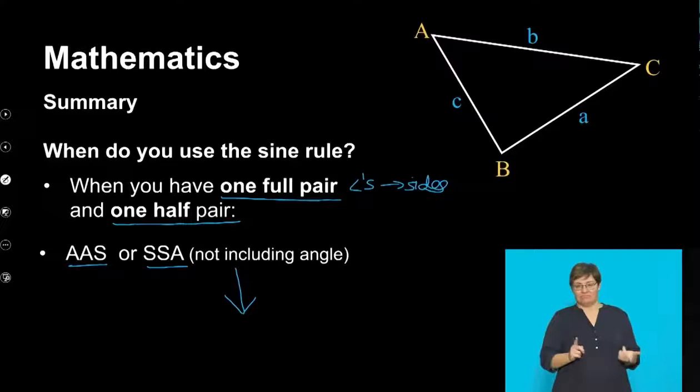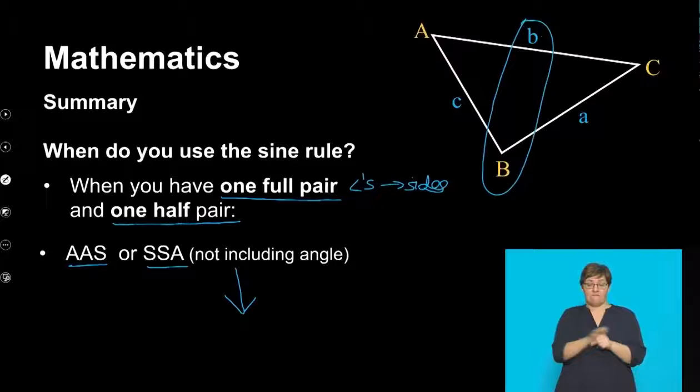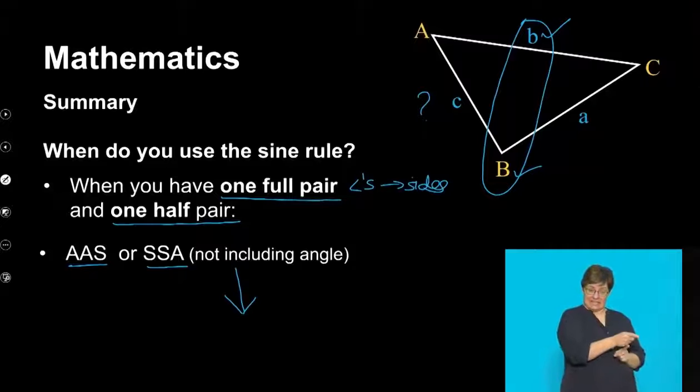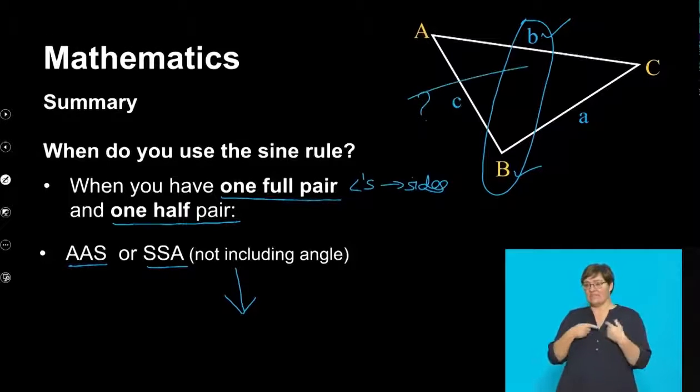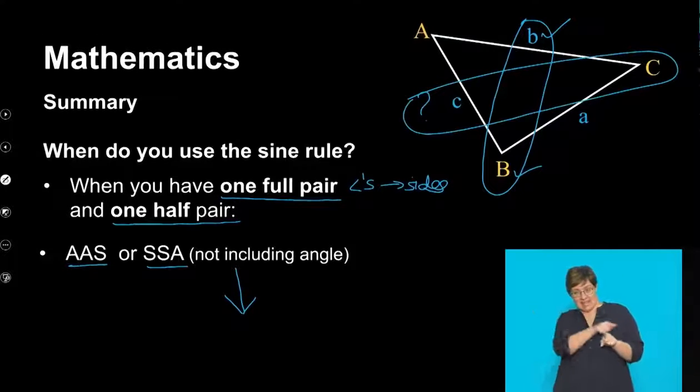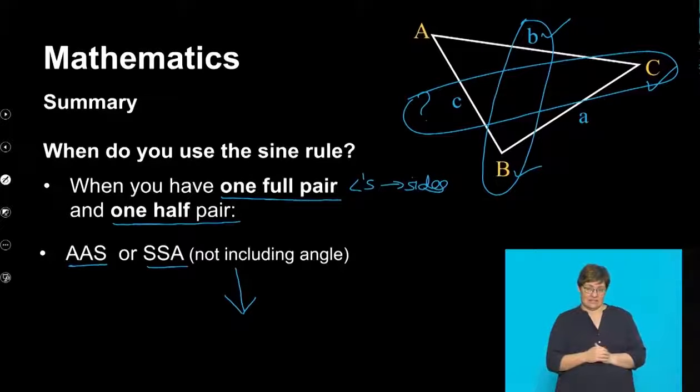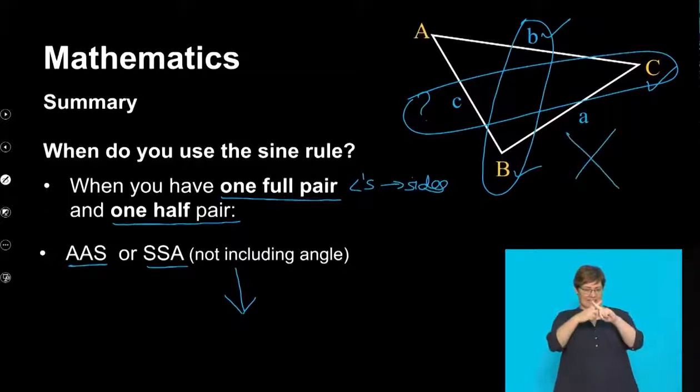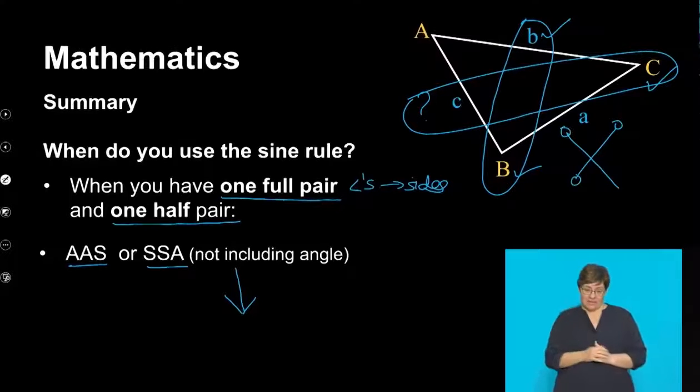So for example, just to recap, if we're given B and little b as our full pair, and we want to find, for example, little c, then we have to be given the rest of this half pair. In other words, we need to be given angle C. So the sine rule kind of works, if you notice, in a bit of an X fashion. We need one full pair, and we need one half pair.